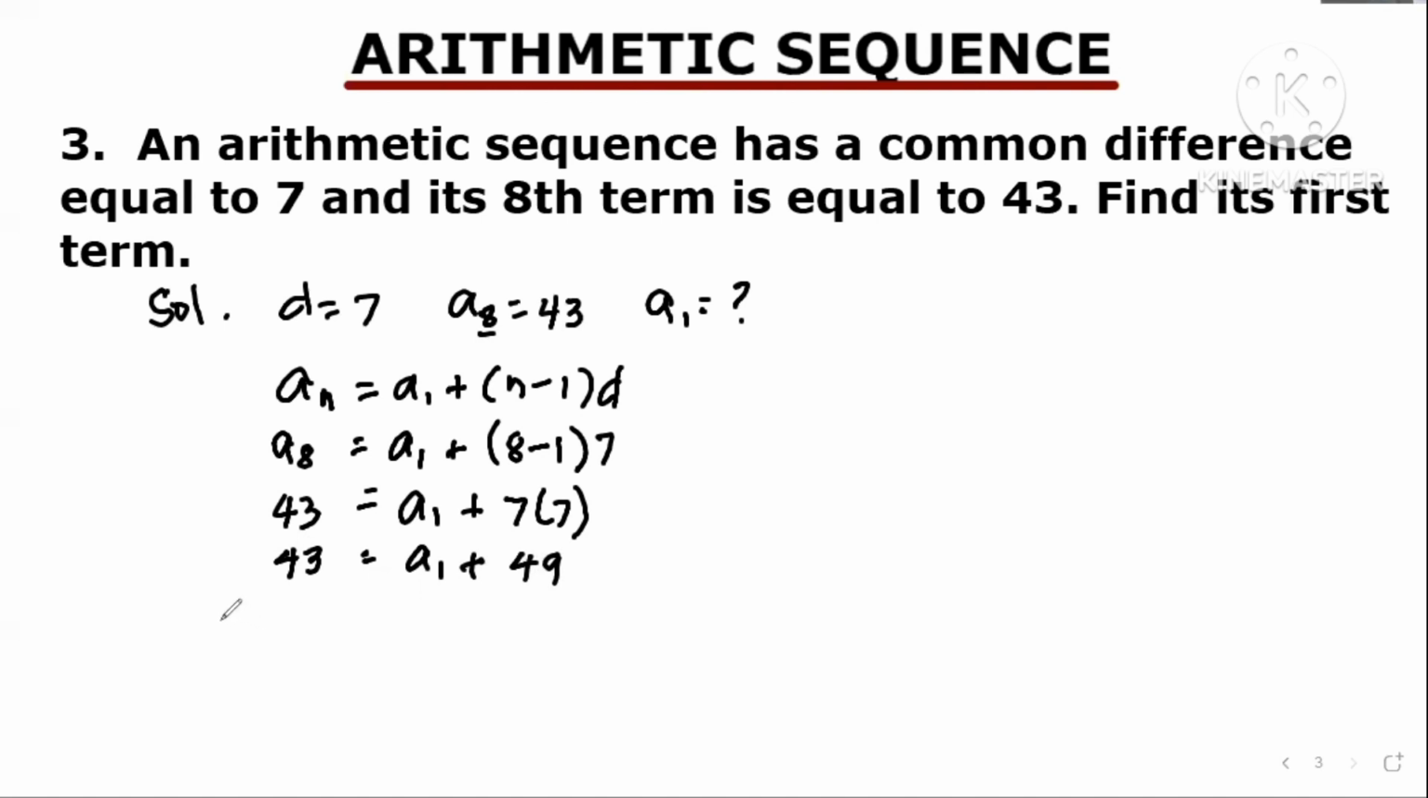So 49 magiging negative, negative 49 plus 43. May iwan yung a sub 1 sa right side. So, negative 49 plus 43 is negative 6. So, baliktarin na natin. Therefore, a sub 1 is negative 6. So, this is our first term.